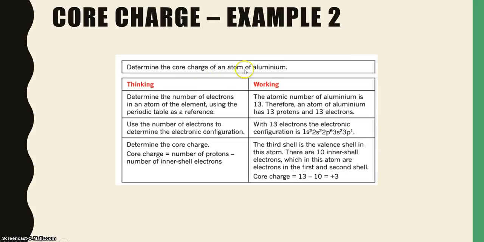Second example: determine the core charge of aluminium. To work this out, first of all, we need to know the atomic number. The atomic number is 13, so as a neutral atom it would have 13 electrons because it has 13 protons. Its electron configuration is this. It has 3 electrons in its outer shell. We know that from the group it's in in the periodic table, and the period gives us the electron configuration. The core charge is simply the 10 inner shell electrons, these here, 2, 4, 10, and 13 is the total number, so it's 13 minus 10, which is plus 3. So its core charge is plus 3.